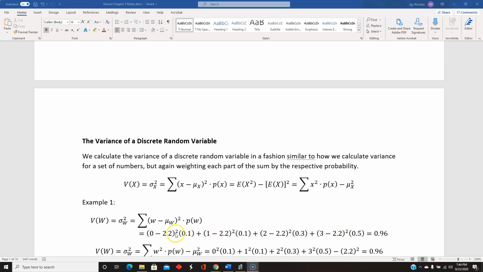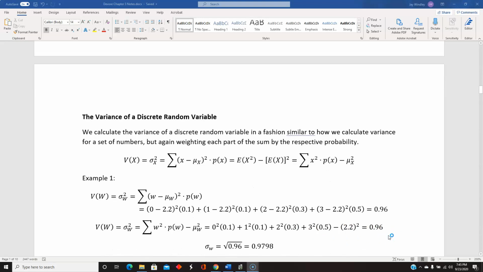And then each of those squares gets multiplied by the probability of the particular value of x. So in this case, we're doing 0 minus 2.2 squared, and then times the probability of a 0. Over here, we're doing 3 minus 2.2 squared, and then times the probability of a 3. You sum all those products together, and you get 0.96 for the variance of our random variable w.